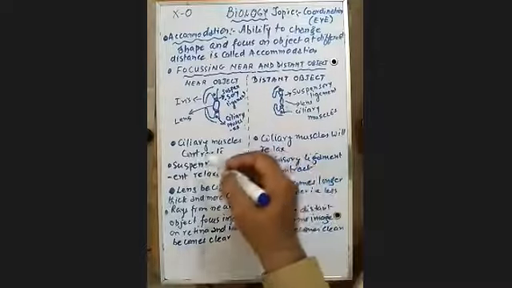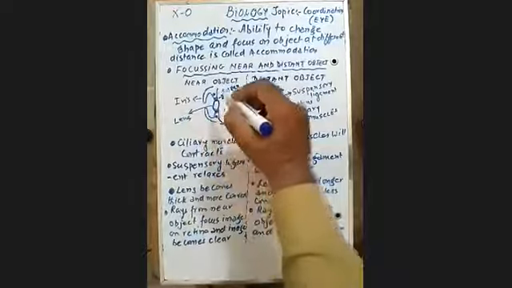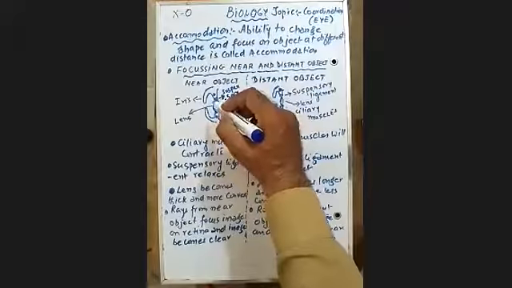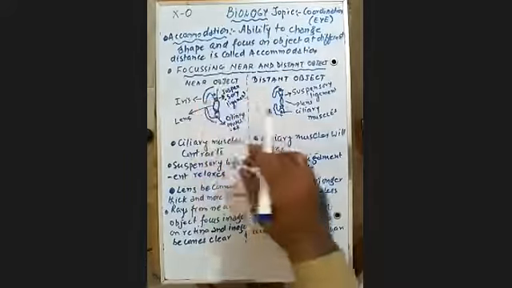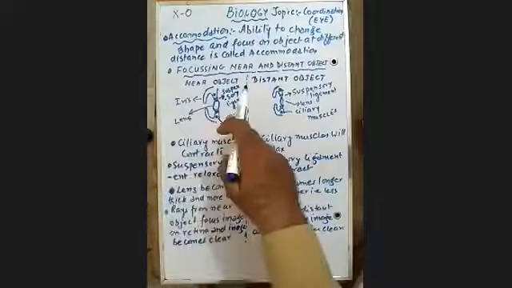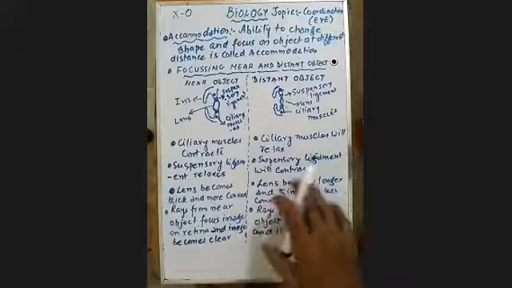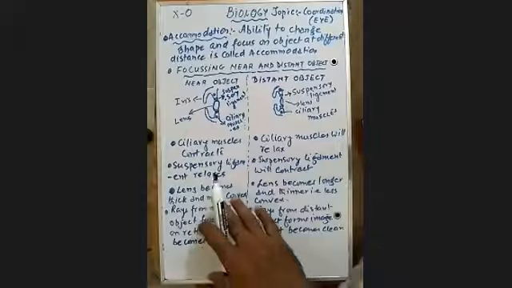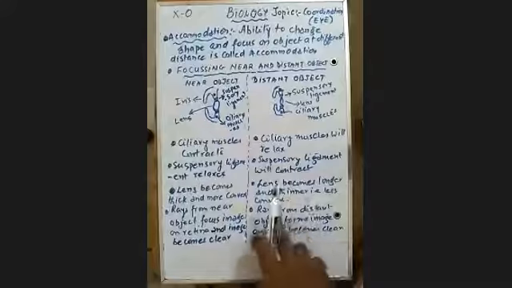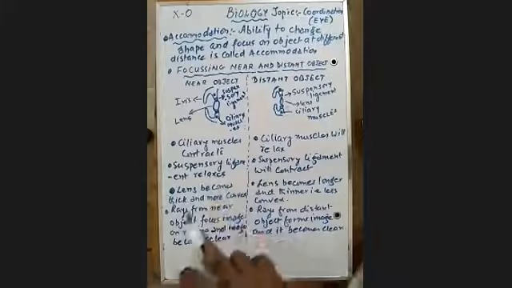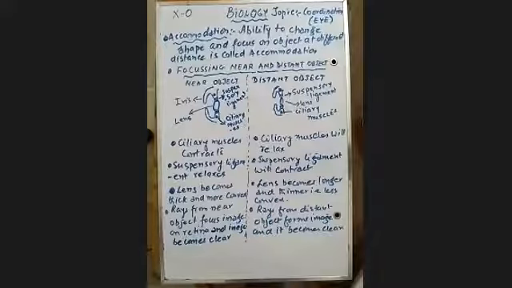So first step, the ciliary muscles contract. When the ciliary muscles contract, what happens on both sides? The suspensory ligament becomes relaxed. When it becomes relaxed, the lens becomes thick and more convex. Rays from the outside will focus the image on the retina and the image becomes clear. The opposite will happen for a distant object. The ciliary muscles will relax and the suspensory ligament will contract. When both sides pull the lens, the lens will be longer and thinner, and rays from the distant object will form an image and it becomes clear. This is important. This question usually comes in the exam.